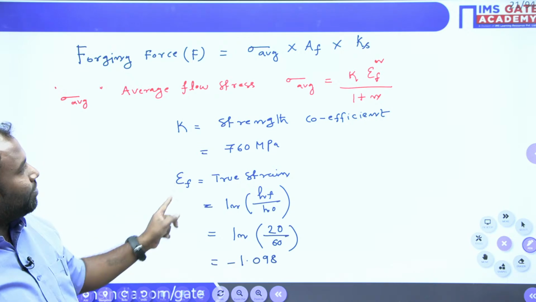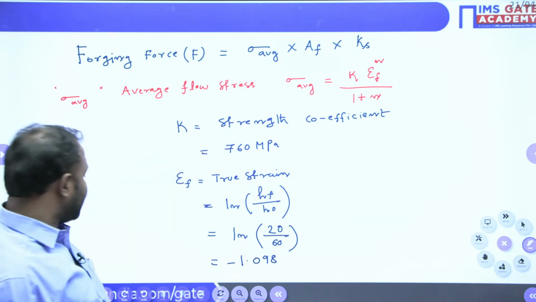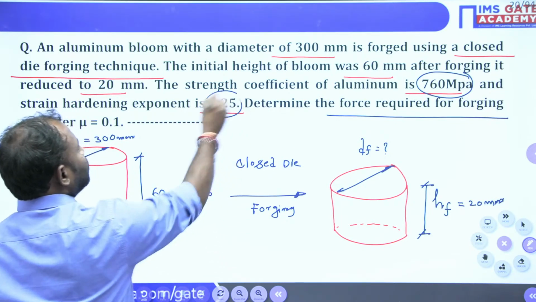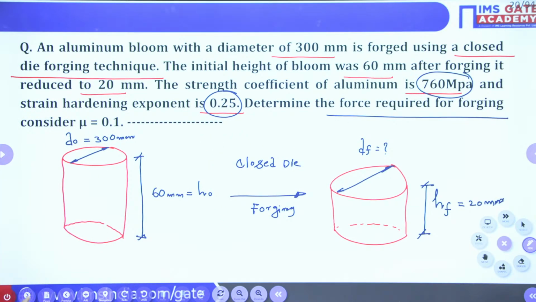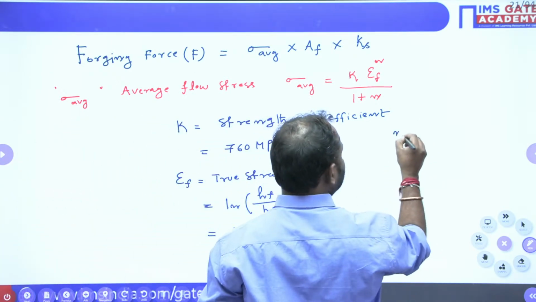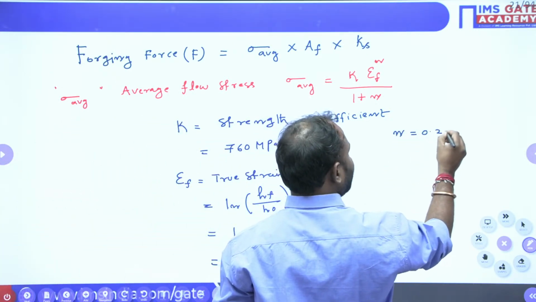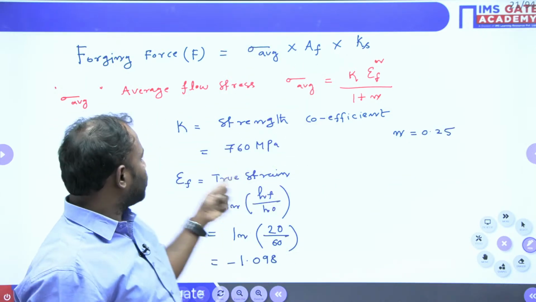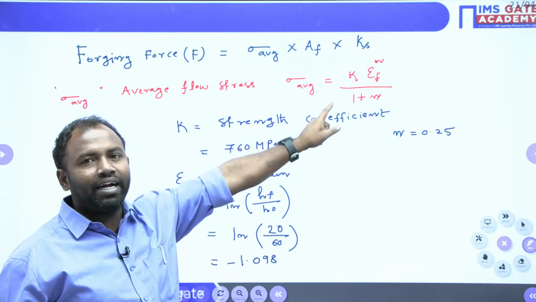Now you got epsilon F, and n is also given. How much is n given, guys? n is given as 0.25. The strain hardening exponent is 0.25. Yes, guys. Now we found the average flow stress. If I substitute these values, I can get the average flow stress.